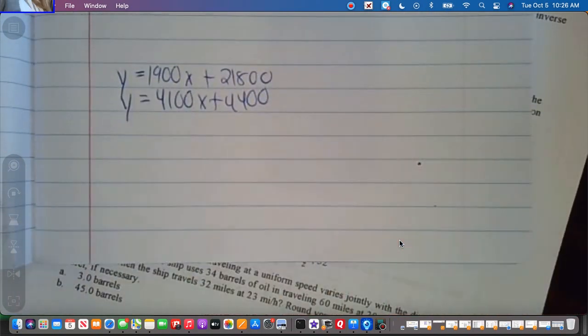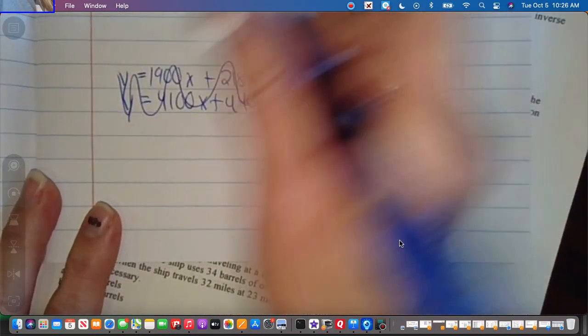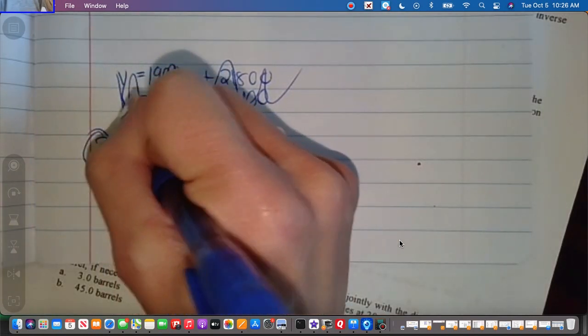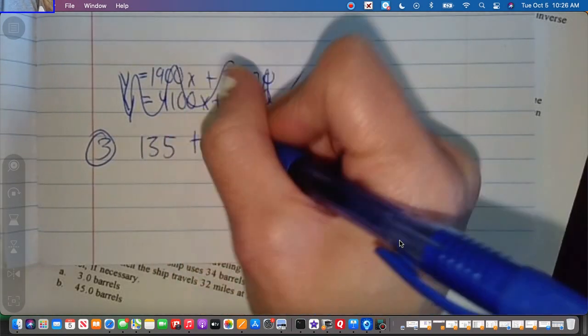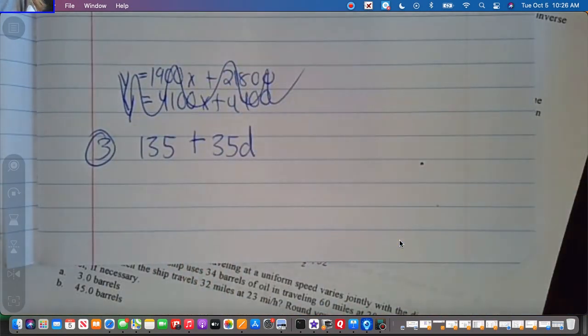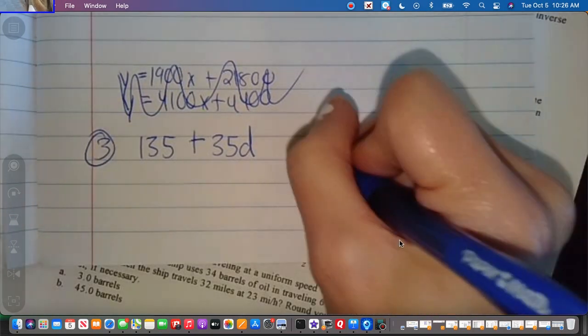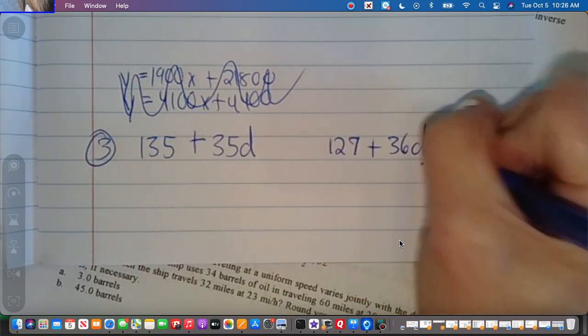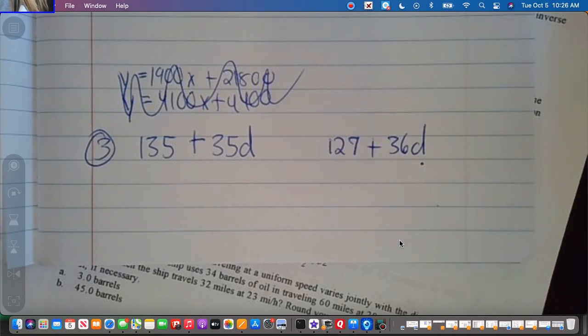Okay, number 3. It's a word problem, and I think it wants you to set them equal, but let me read it first to make sure. A rental car agency charges $135 plus $35 a day. So I'll just use the letter D. Now I'm going to leave a space. And then it says the other agency has a $127 fee plus $36 a day. They want us to find when they are the same, which is an equal sign.